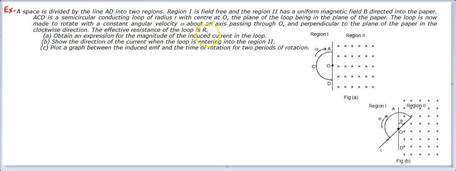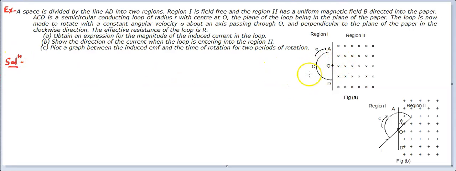The effective resistance of the loop is also known to us. We need to first obtain the expression for the magnitude of the induced current. And then we need to show what the direction of that current is going to be. And then we need to plot this induced EMF over time for two periods of rotation. So we need to do these things, right? So the solution goes like this.